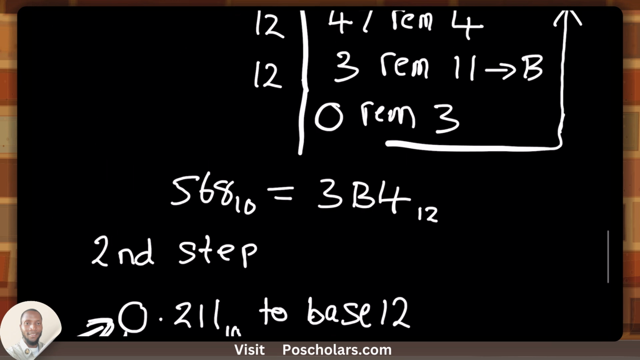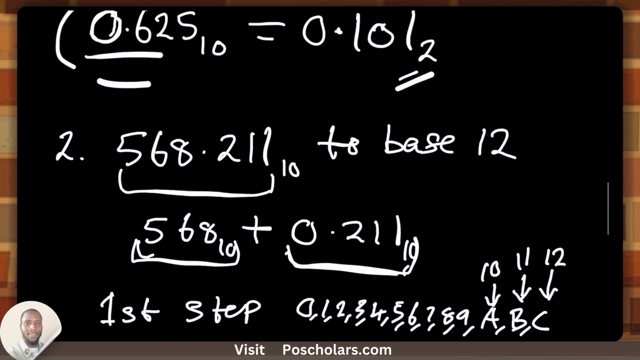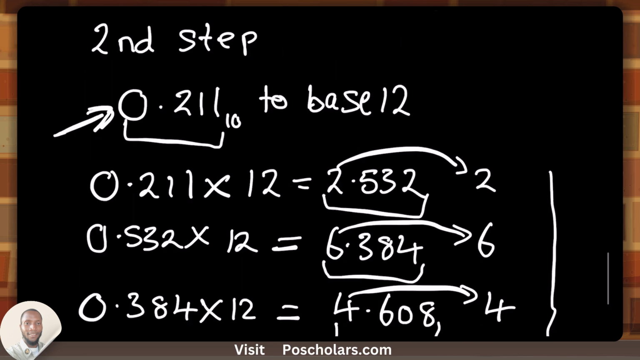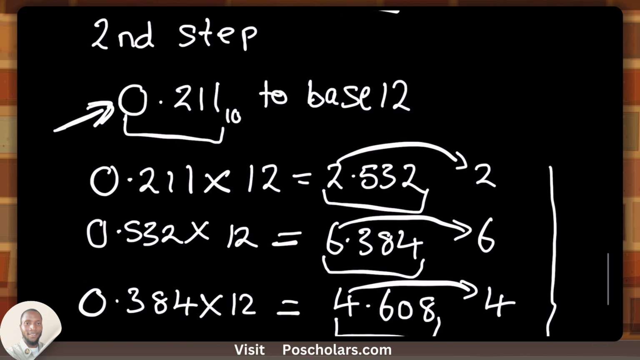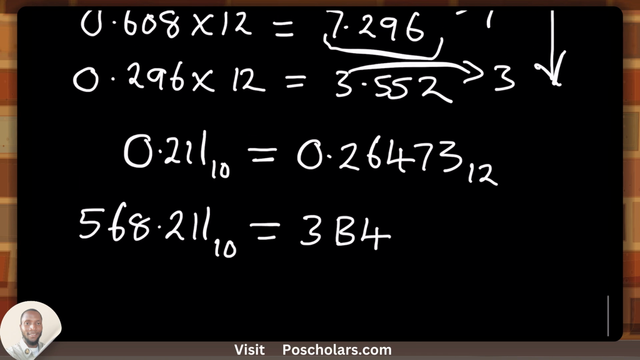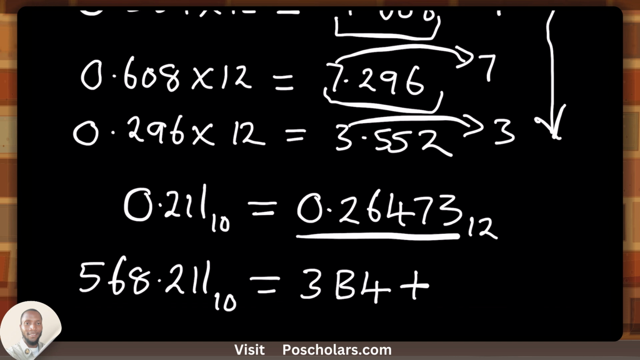Now you can present your answer finally. So what's the major question? The major question is 568.211. So you can now say 568.211 base 10 is equal to, what do we get for the whole number part? We got 3B4. Then plus, take notes, the decimal part is this. What do we get?